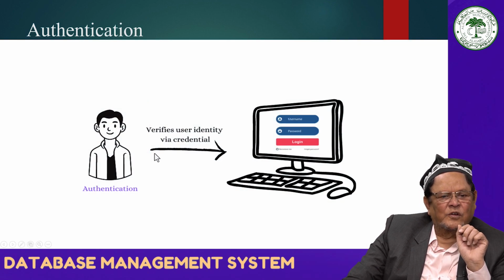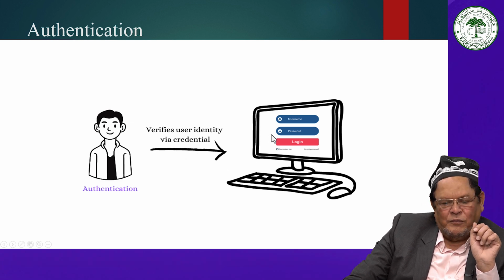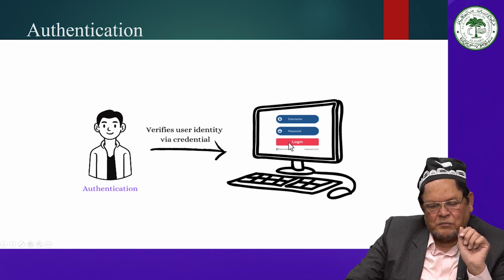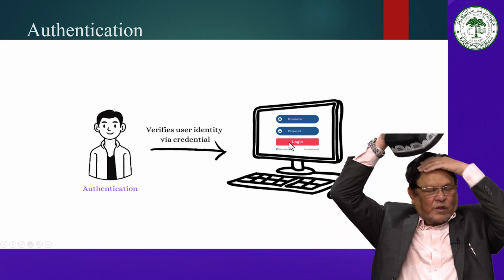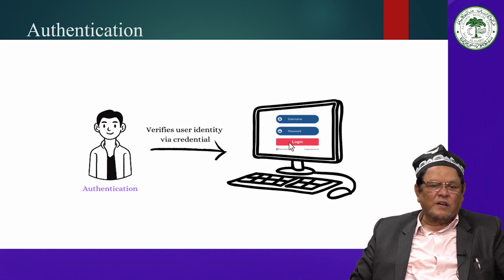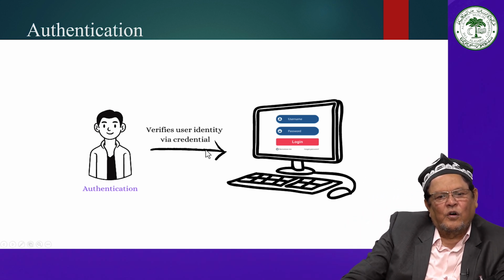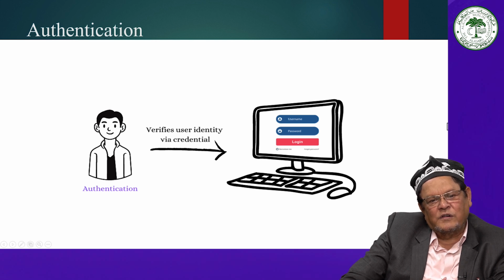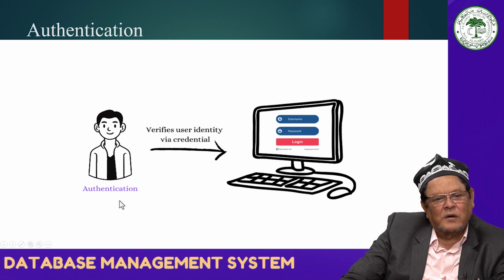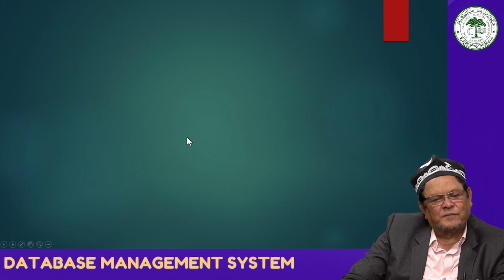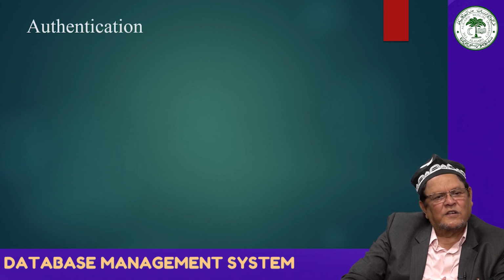So here some authentication is there. Verify user identity via credentials. Sometimes you give the username, password, then login, okay, then fingerprints. So you can give two-way, three-way. First of all, before using the system resources, the authentication must be verified by credentials.